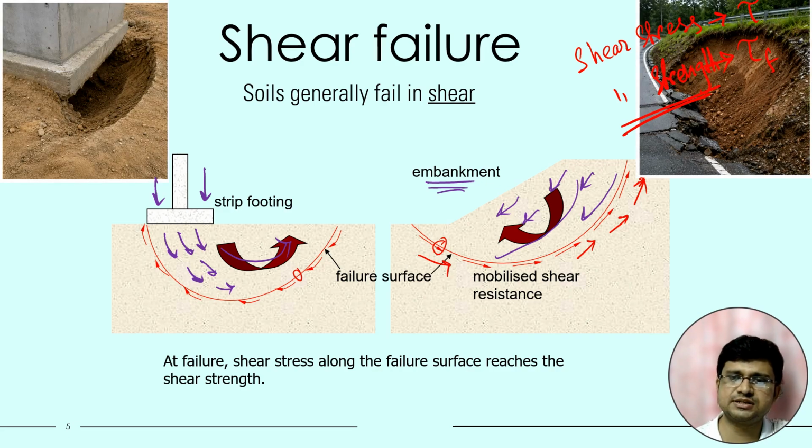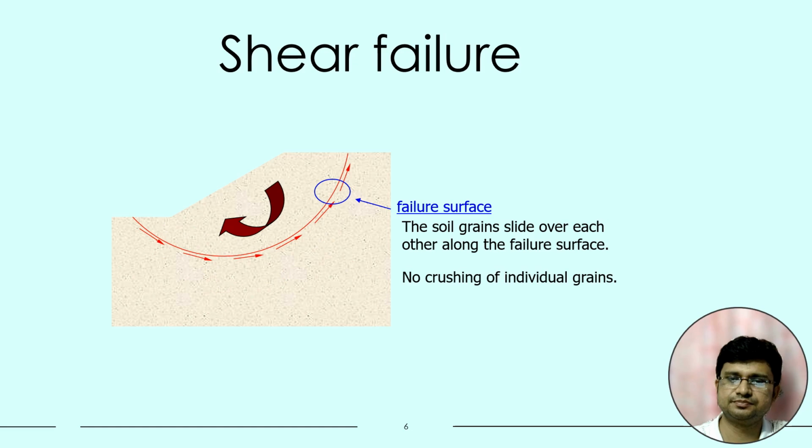So these are the two conditions of movement of soil. Here you can see also, for these two conditions, there is some movement in soil. So these are shear failure of soil. This is the condition of slope. Here you can see that soil is moving in this direction, so there will be some shear resistance, and this will be the failure surface.